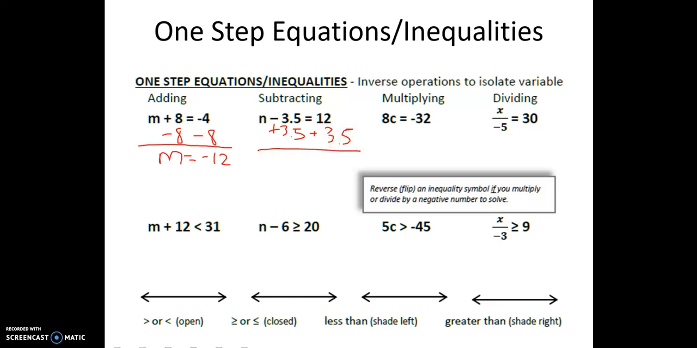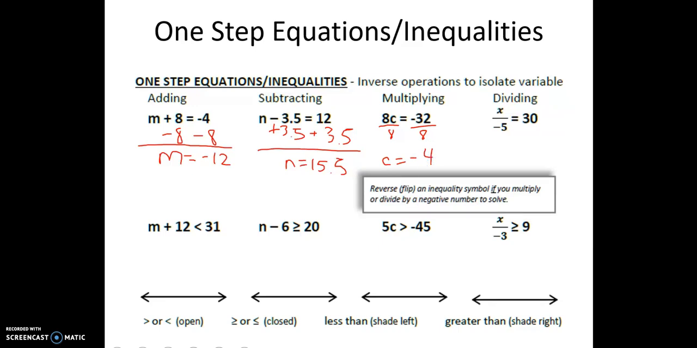Okay, subtracting, so this one's a subtracting one, so the inverse operation is to add, so I'm adding that 3.5 to both sides. Okay. And so that leaves me with n is equal to 12, 13, 14, 15.5. Remember, line up your decimals. Okay, if I have multiplying, I do the opposite. The inverse of multiplication is division, so I'm dividing both sides by 8. So c is equal to a negative divided by a positive is a negative, and 32 divided by 8 gives me 4.